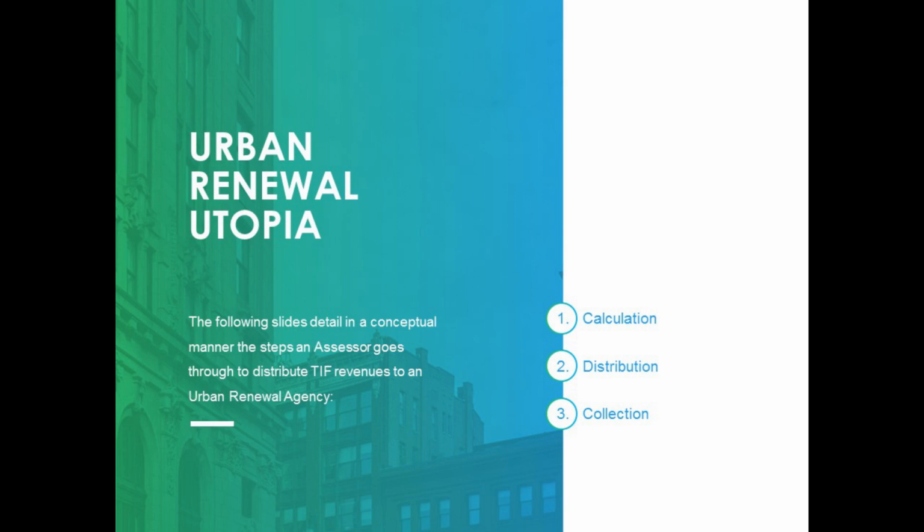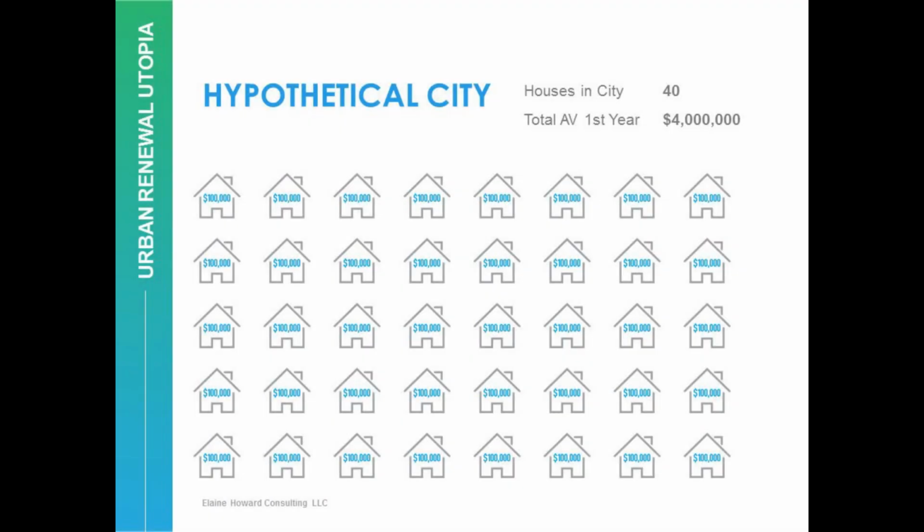The three steps that we will illustrate in the next set of slides concern how the revenues for an urban renewal agency are 1. Calculated, 2. Distributed, and 3. Collected. All of the numbers in this set of slides are hypothetical and have been rounded for ease of understanding. Suppose a hypothetical city has 40 houses, each with a value of $100,000.